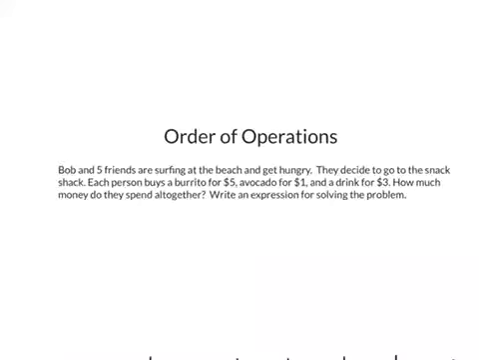Okay, let's look at another problem. Here we have Bob and 5 friends are surfing at the beach and get hungry. They decide to go to the snack shack. Each person buys a burrito for $5, avocado for $1, and a drink for $3. How much money did they spend altogether? Write an expression for solving the problem.